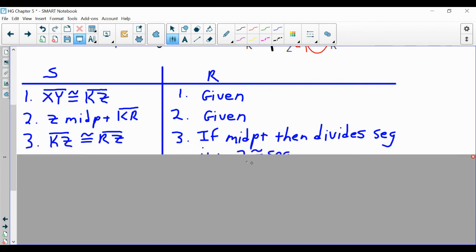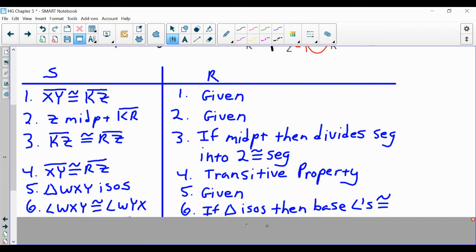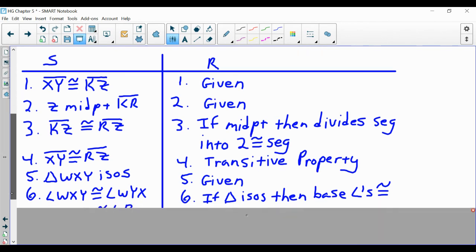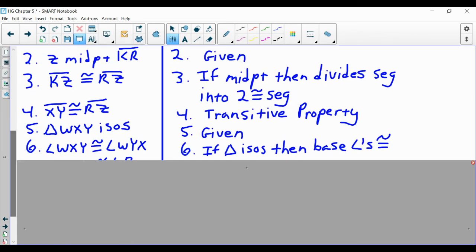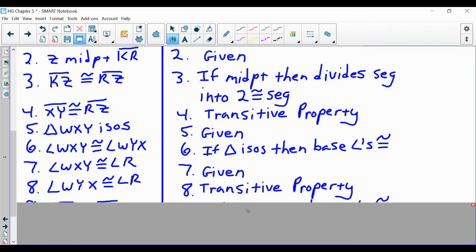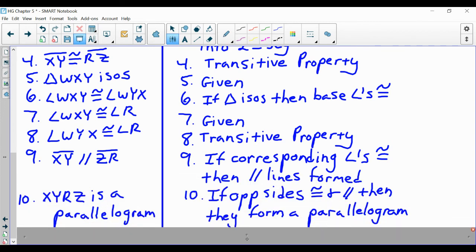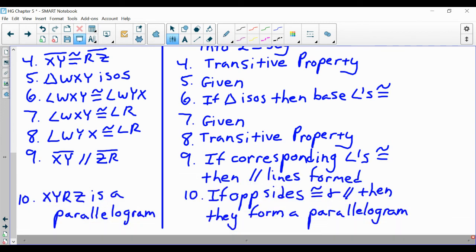Let's see if that's the way we did it. Yep, so there's our divides it into two congruent segments, transitive property. Yep, there's our triangles, isosceles. I actually went and said that I did the sides, but then I did switch to the angles, saying they're congruent. And then transitive property again. And yeah, corresponding angles are congruent. And then here's my reason: XYRZ is a parallelogram. If opposite sides are congruent and parallel, then they form a parallelogram.